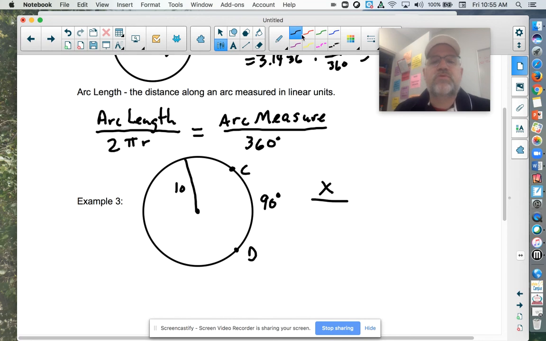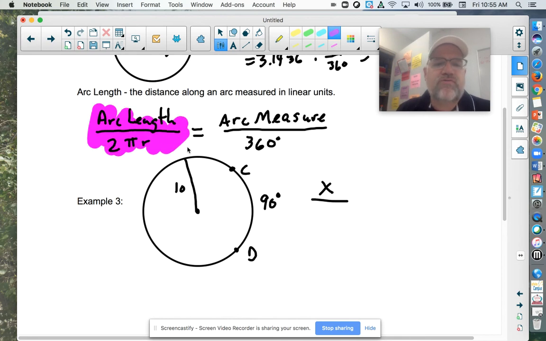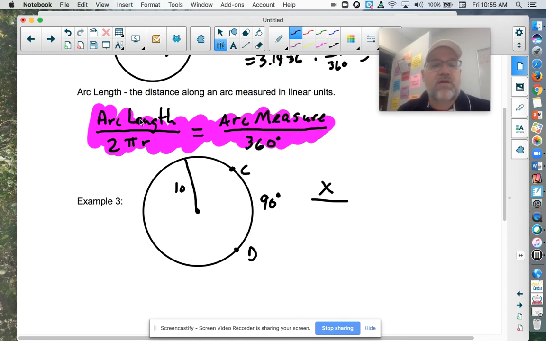And then I notice what I'm doing is I'm just taking this formula right here. I'm just going to highlight it so you can see what I'm doing. I'm just going to plug in everything I know from that formula, and it's going to help me figure out the arc length. I don't know that, so I put in x. 2 times pi, that's 3.14, times my radius, well, I have that value right here, so it's times 10, equals that arc measure. Now, that arc measure in this case is given as 90 divided by 360.